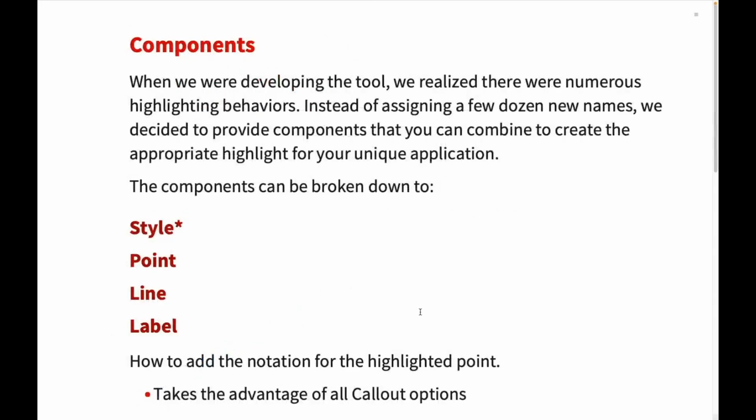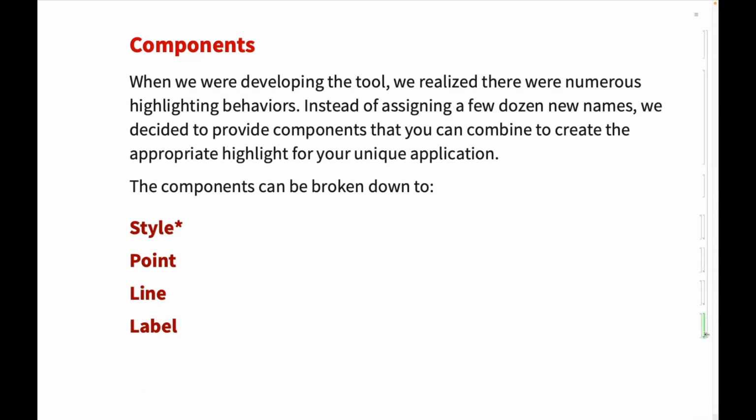The components. When we were developing the framework, we realized that there were a lot of different highlighting behaviors, and instead of assigning a lot of new names, we decided to provide components that you can combine to create an appropriate highlight for your unique application. The components can be broken down into four things. The first thing is style, and then point, line, and label.